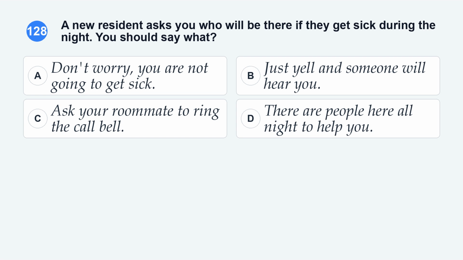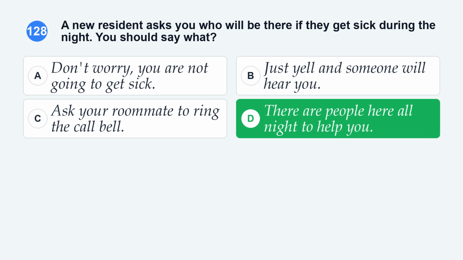You should say what? Option A. Don't worry, you are not going to get sick. Option B. Just yell and someone will hear you. Option C. Ask your roommate to ring the call bell. Option D. There are people here all night to help you.